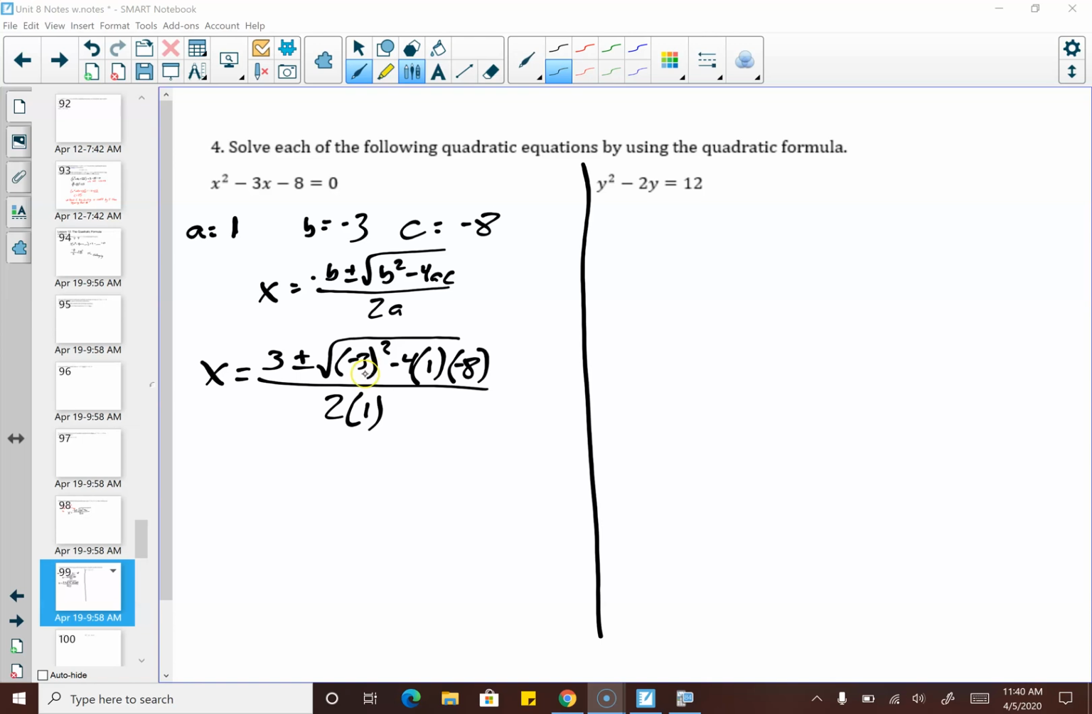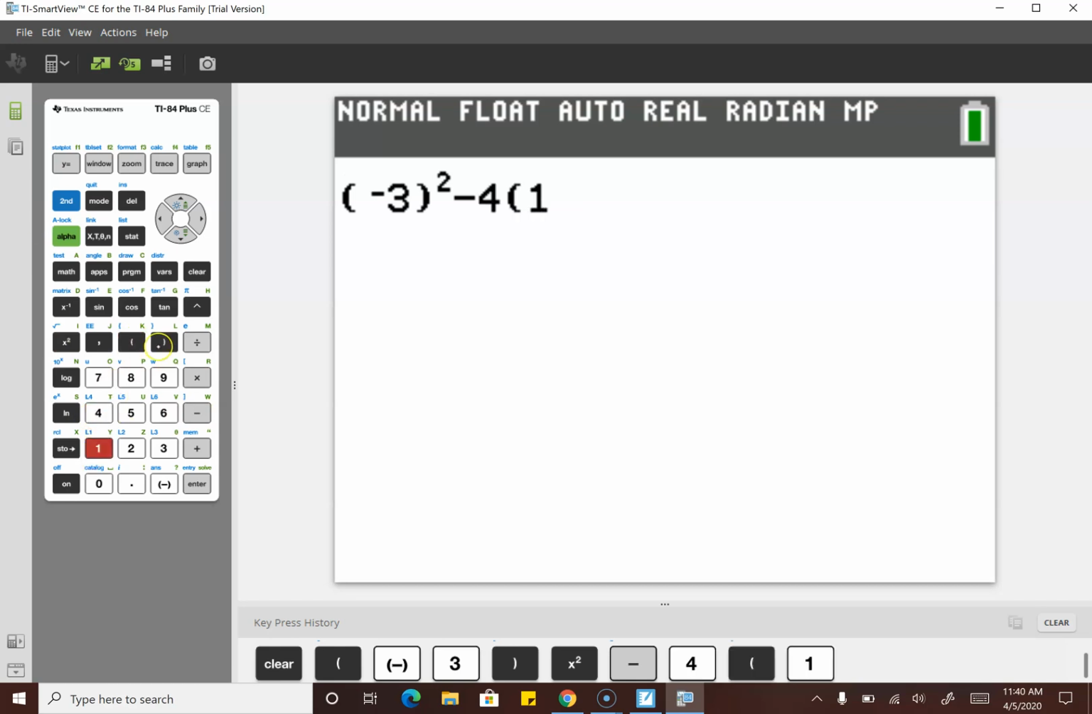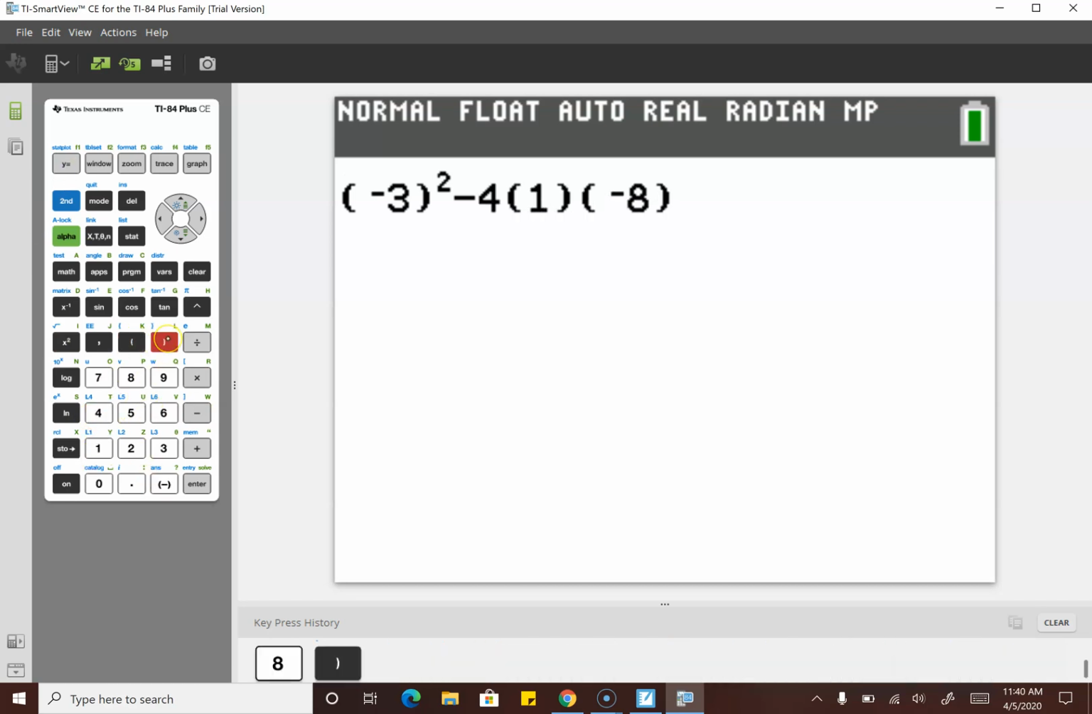So we're going to put the negative 3 squared minus 4 times 1 times negative 8. That's all going to go in our calculator at the same time. And you want to be very careful on your signs here. Make sure you have your negatives in the right place. Make sure it's always a minus sign in front of the 4. And then we're going to hit enter.